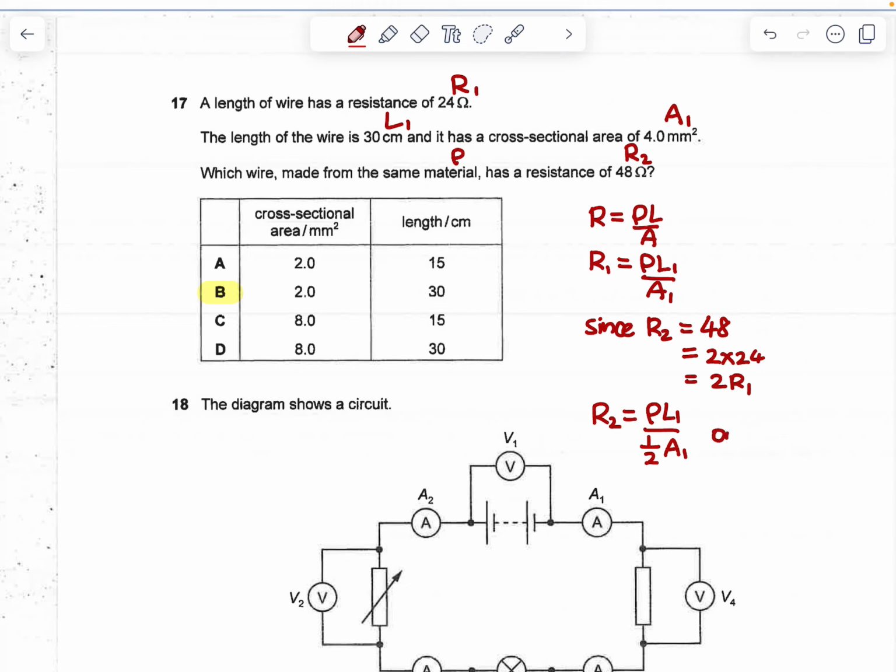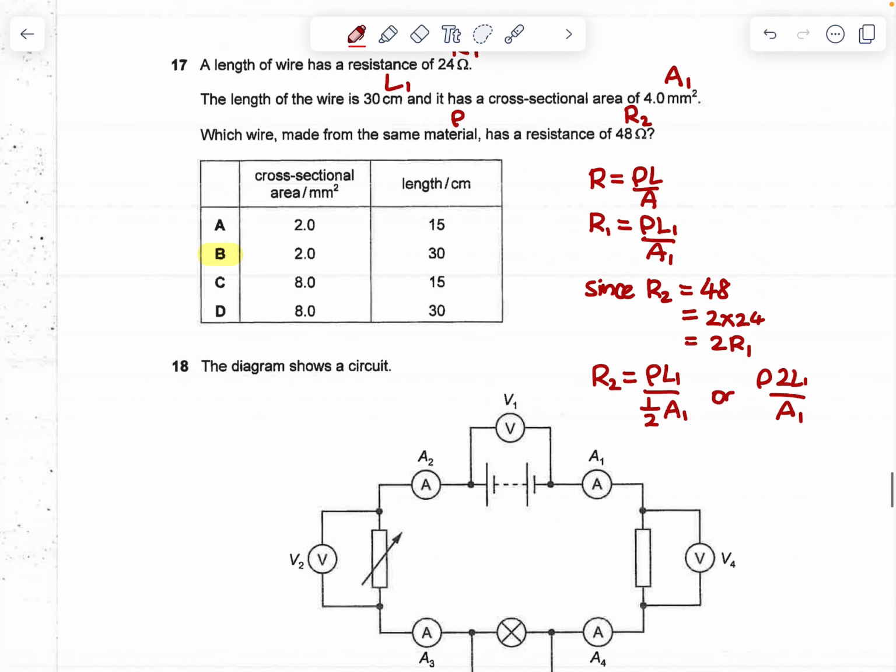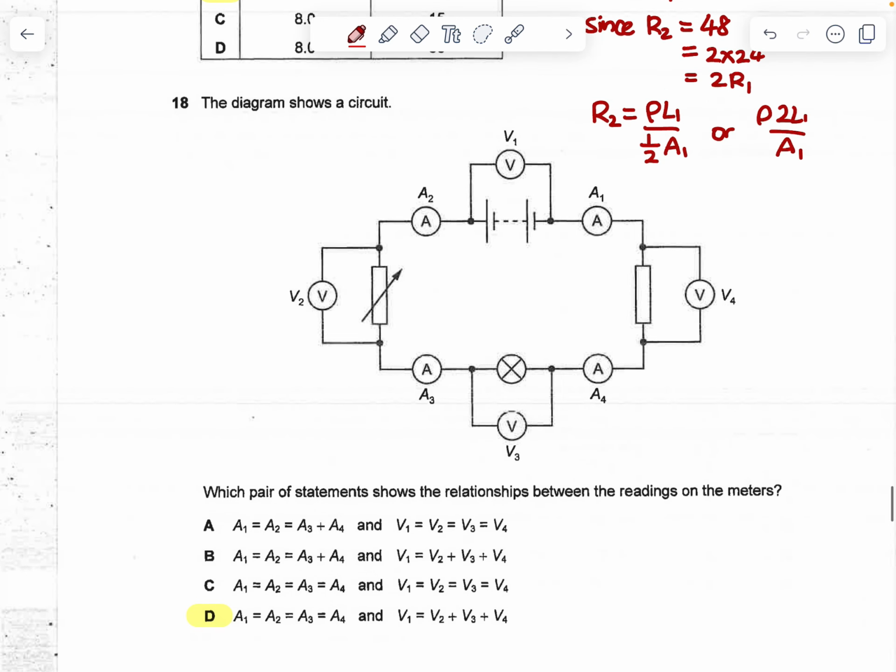Okay, or another combination is rho 2L1, twice as long, over A1, will give you the same resistance as R2. So which means the wire can either have half the area or twice the length to get a higher resistance of 2 times.